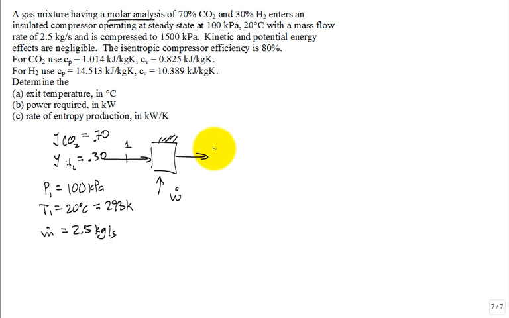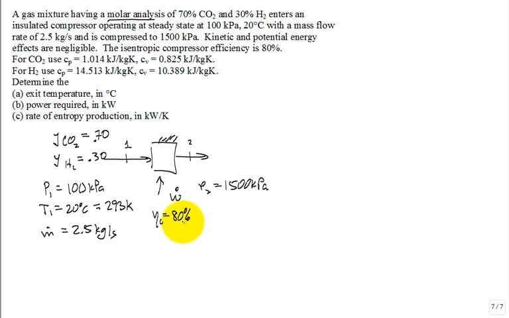It's compressed to a pressure outlet 2. The pressure at 2 is 1,500 kilopascal. Make sense? The isentropic efficiency of the compressor is 80%. For carbon dioxide, use this value of specific heat, this value of C sub P and C sub V, okay? And use this value for hydrogen.